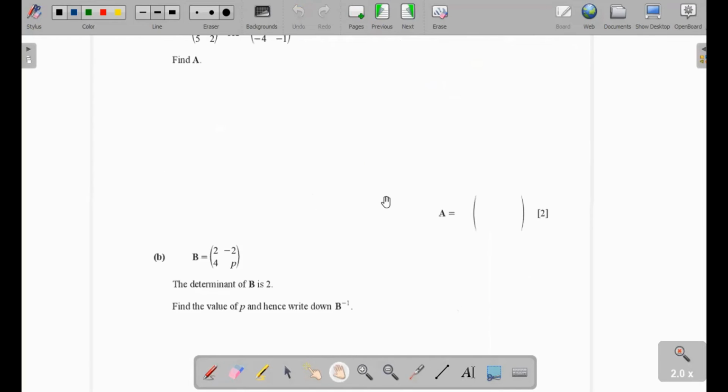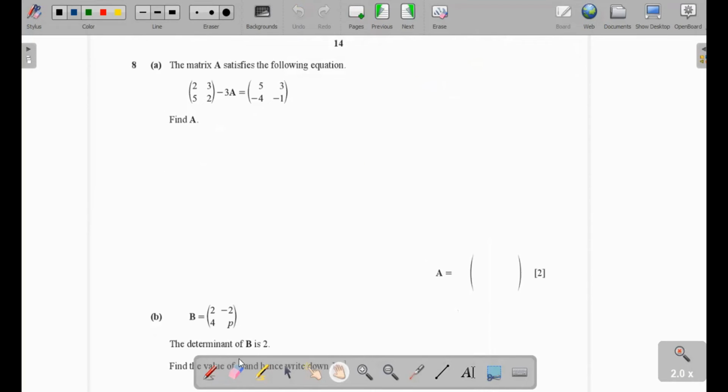Next part, question number 8: the matrix A satisfies the following equation, 2 5 3 2 minus 3 8 5 minus 4 3 minus 1.